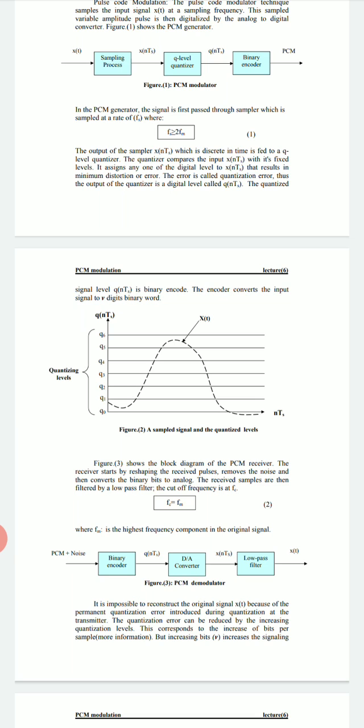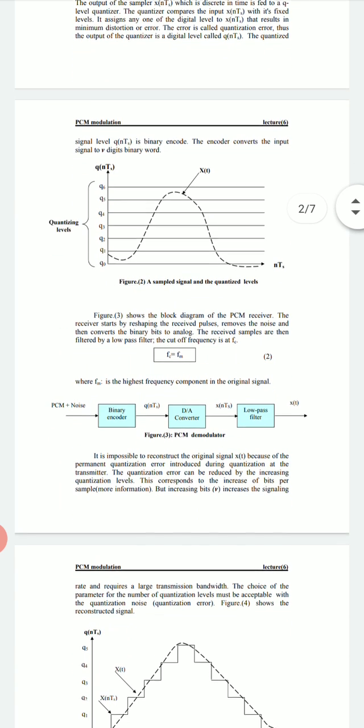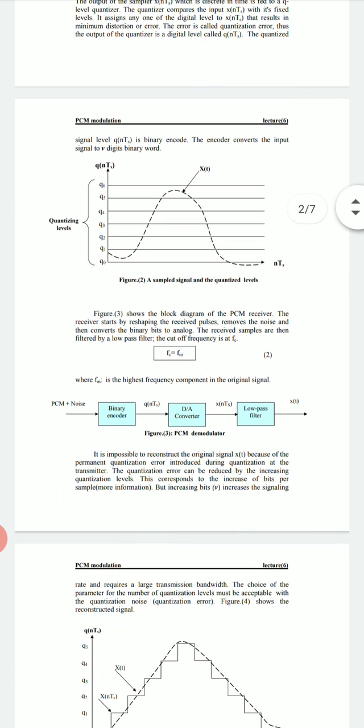Now what we will do here is, when we get the encoded signal from the quantizer, we give it to the decoder. It is nothing but the receiver side. So we can see the diagram. You can see in figure 3 the block diagram of the PCM receiver. We are revising these things because we are supposed to solve some numericals.